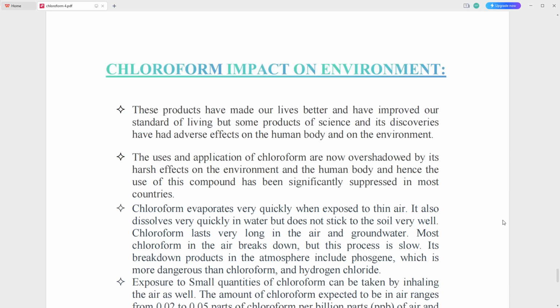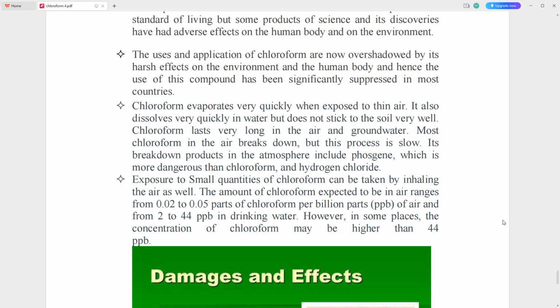Chloroform impact on the environment. These products have made our lives better and have improved our standards of living, but some products of science and its discoveries have had adverse effects on the human body and on the environment. The uses and applications of chloroform are now overshadowed by its harsh effects on the environment and the human body, and hence the use of this compound has been significantly suppressed in most countries. Chloroform evaporates very quickly when exposed to air. It also dissolves very quickly in water but does not stick to the soil very well. Chloroform lasts very long in the air and groundwater. Most chloroform in the air breaks down, but this process is slow. The breakdown products in the atmosphere include phosgene, which is more dangerous than chloroform, and hydrogen chloride.